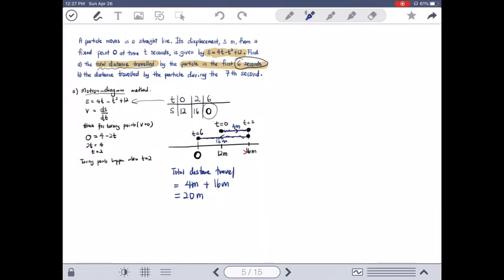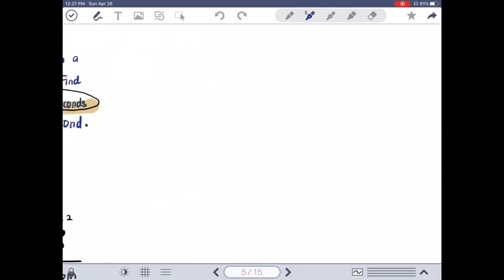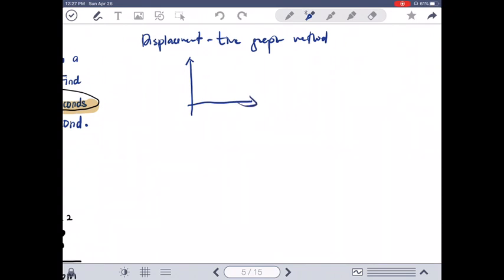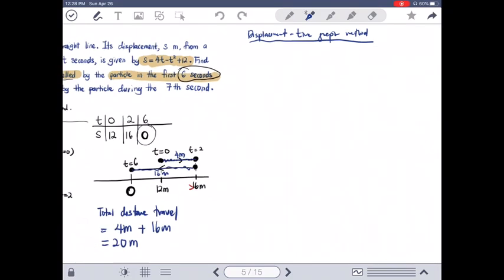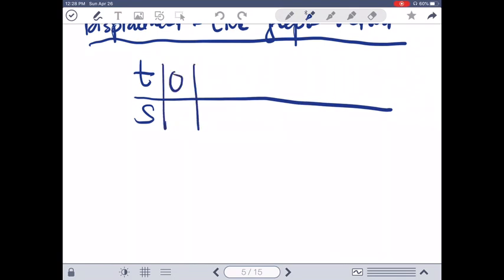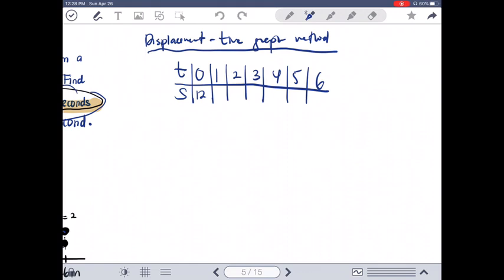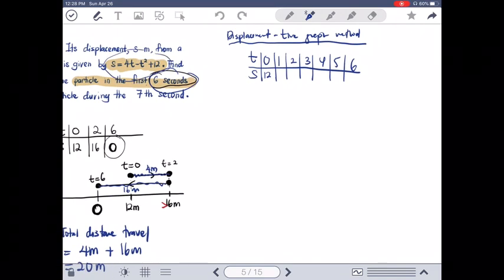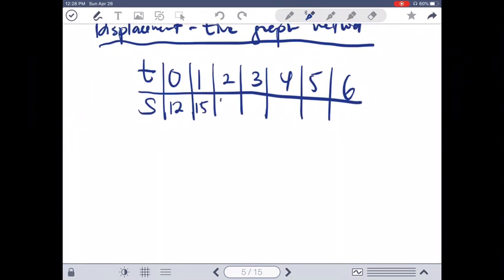Now we are going to have a look at the second method, which is the displacement time graph method. Which means that you need to draw a displacement against time graph. To draw the graph, you need information. Since we want to find the first 6 seconds, we can start with T and S: 0, 1, 2, 3, 4, 5, 6. Insert those into this equation here. We have 12, 15, 16, 15, 12, 7, 0.